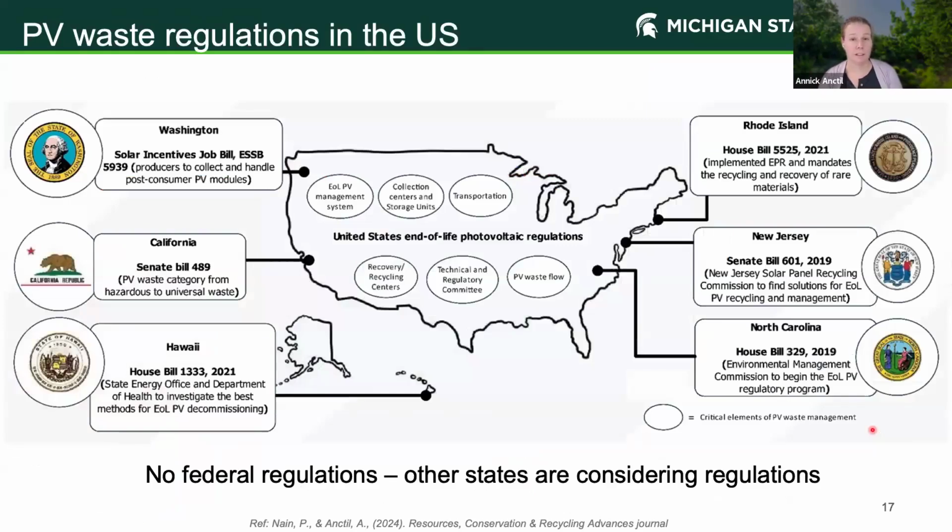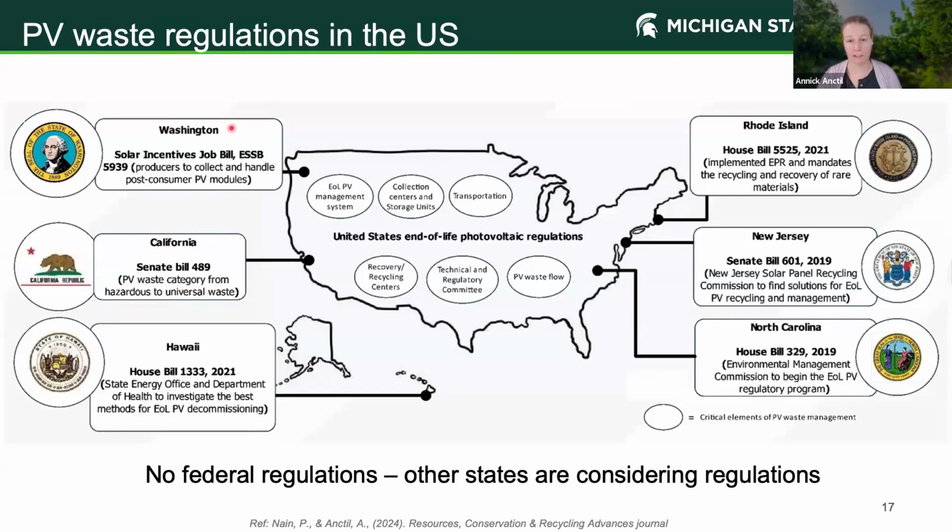Looking at specific waste regulation in the US, I would say pretty much every state has been talking about what to do with solar waste, but not a lot of states have established real rules. California is one where they've classified PV waste as universal waste. Not classifying it as hazardous waste makes it easier and cheaper for transportation, but also helps it get recycled.